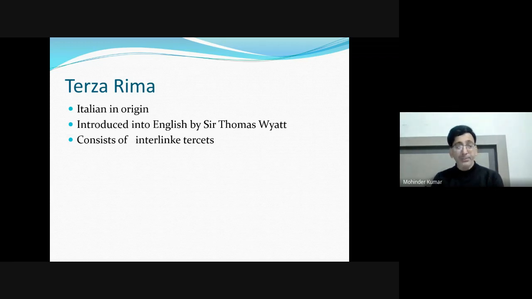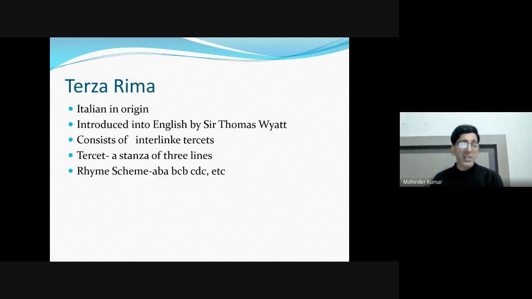So terza rima consists of interconnected tercets, means interconnected stanzas of three lines, and the rhyme scheme is interconnected, like Edmund Spenser. Tercet is a stanza of three lines. Its rhyme scheme is, dekho, ABA. Now, this is the first tercet. Now, the second tercet is starting with B. B, C, B. Third tercet is starting with C. Dekho, aapas mein connection ban raha hai inka. A, B, A, then B, C, B.